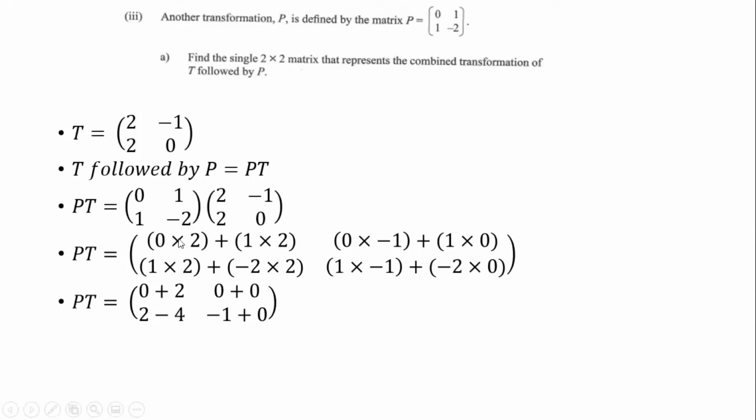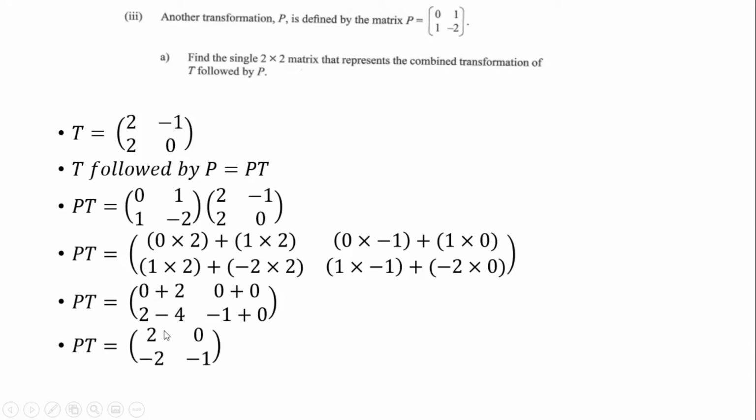So 2 times 0 will give us 0, and 1 times 2 will give us 2. 0 multiplied by negative 1 will give us 0, and 1 multiplied by 0 will give us 0. 1 multiplied by 2 will give us 2, and negative 2 multiplied by 4 will give us negative 4. 1 multiplied by negative 1 will give us negative 1, and negative 2 multiplied by 0 will give us 0. And then we go ahead and do a regular addition.